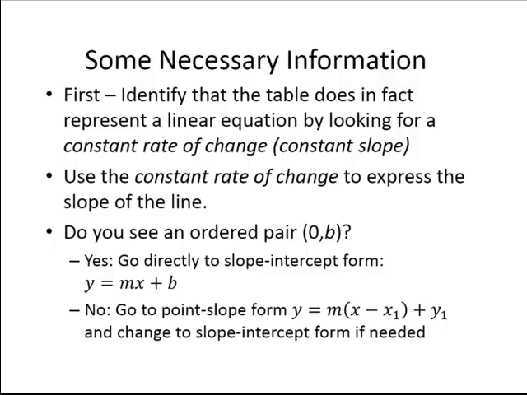If we do see an ordered pair of the form (0, b), then we can go directly to the slope-intercept form, the y equals mx plus b form. And if not, then I will go through the point-slope form and then convert to slope-intercept.